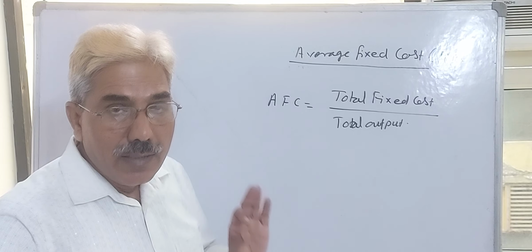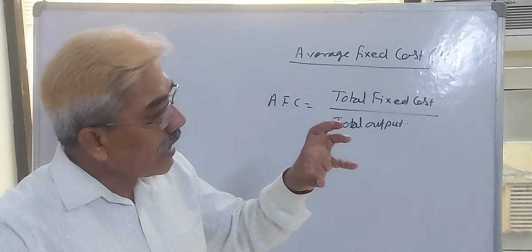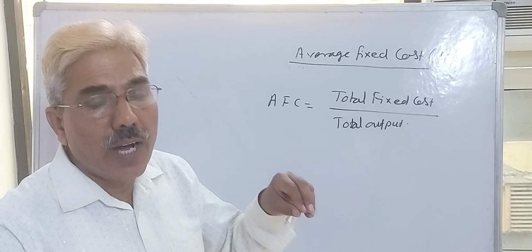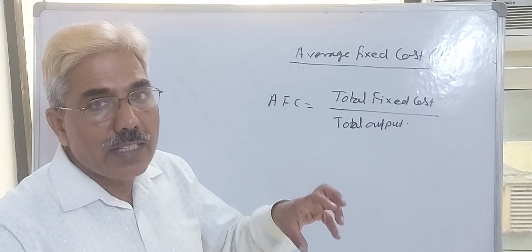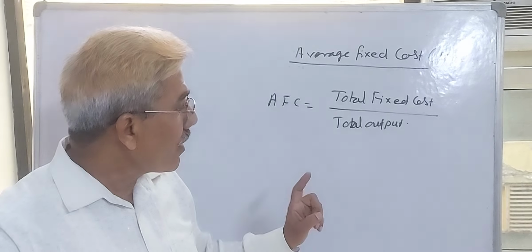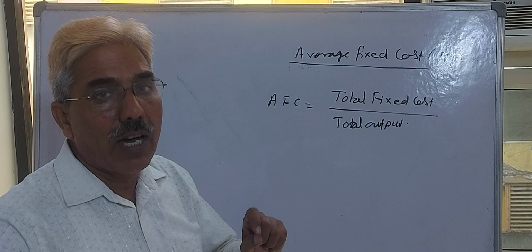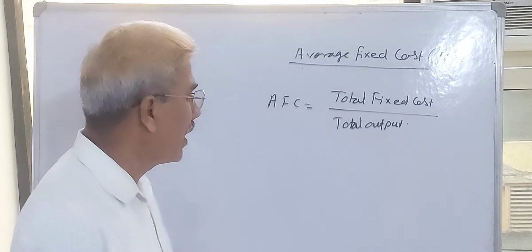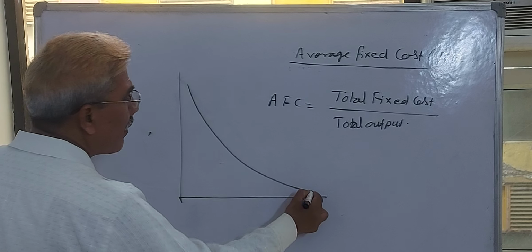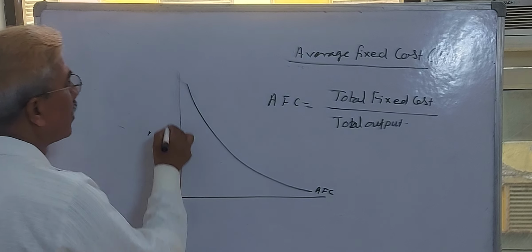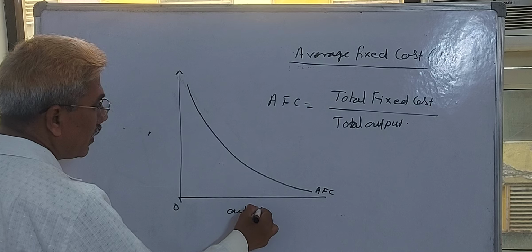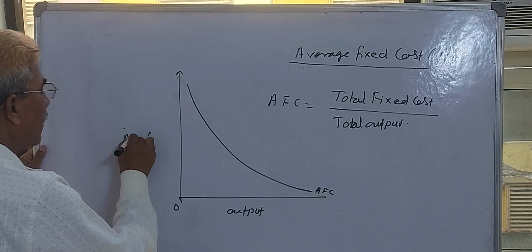Point is clear? But you have to keep in mind, total fixed cost is always constant. It means per unit of output, average fixed cost is always constant. That is why the average fixed cost curve is always a rectangular hyperbola. Just you can see here. This is the average fixed cost curve. This is, suppose, output, and this is average fixed cost.